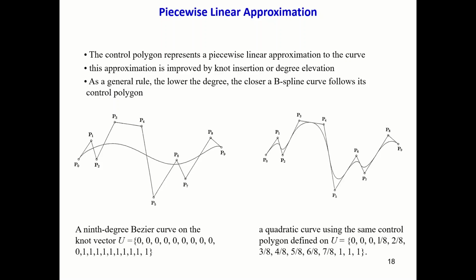Here we have two examples. The first one is a 9th degree Bezier curve on the knot vector u for the following parameters, and we can see how the Bezier curve is traversing through the control points. In the second example, we have a quadratic curve using the same control polygon, but it is defined on U for the following parameters. We can see how the curve has changed its position based on the degree of the curve.